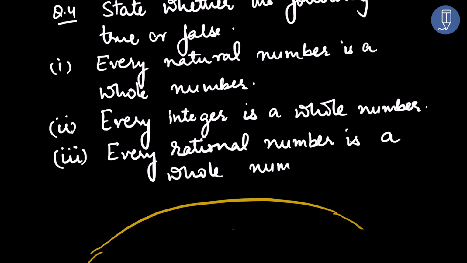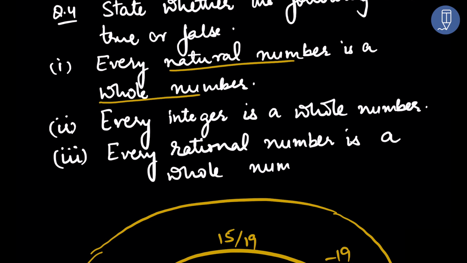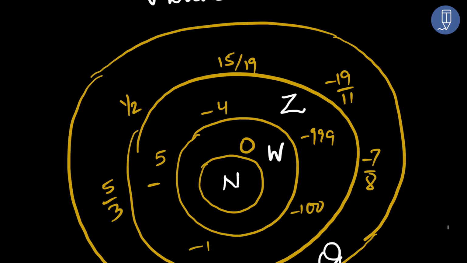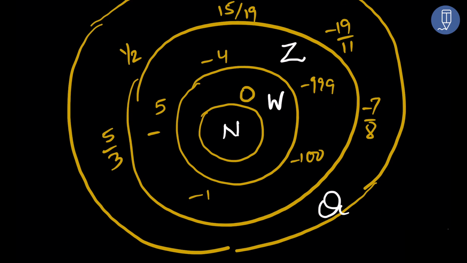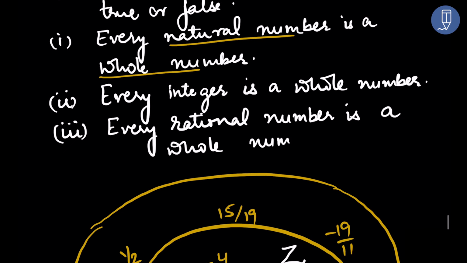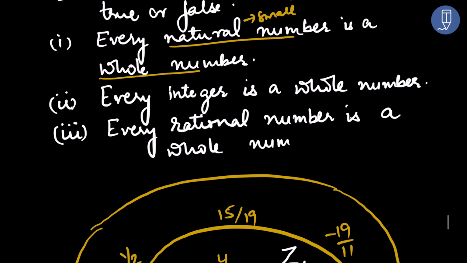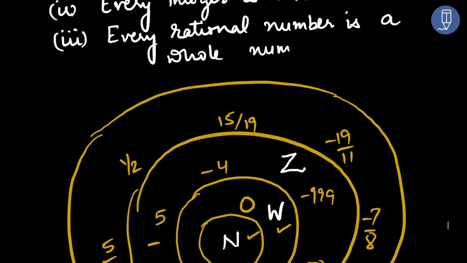How? Read the questions carefully now. Every natural number is a whole number. We are talking about natural numbers here. We are talking about whole numbers here. So we go back to this figure and we see natural numbers and whole numbers, their size. Natural number is here and whole number is here. Which one is bigger? Whole number. And which one is smaller? Natural number. So we know that this is smaller and this one is bigger. So if I ask you, is it possible that the smaller circle is inside the big circle? Answer is yes. So this statement becomes true.